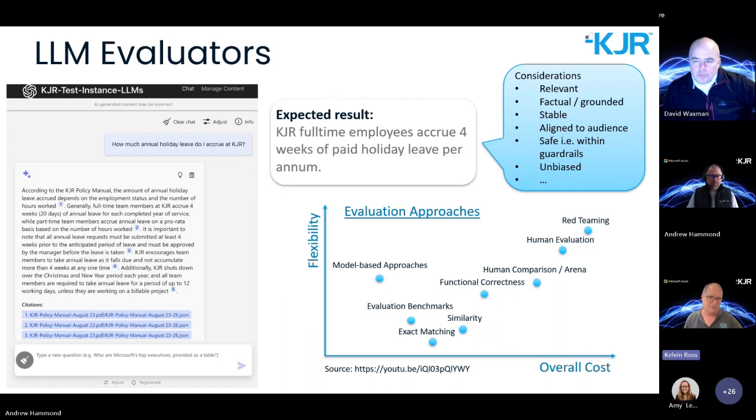So if I ask our information assistant chat about our policy, a question like how much annual leave do I accrue working at KJR? I'm expecting a result to say I would receive 4 weeks annual leave a year. As you can see here, the response that comes back has a lot more detail. So as an evaluator building up an automation framework, we need to start thinking about these considerations. Is this a correct result when we're anticipating 4 weeks a year?